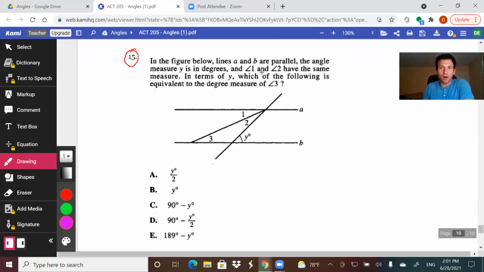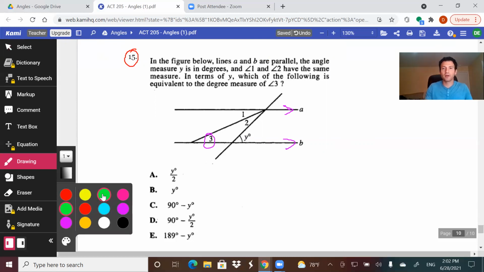So in the figure below, lines A and B are parallel. The angle measure of y in degrees and angles 1 and 2 are the same measure. Okay, and then it says in terms of y, which of the following is equivalent to angle 3 in degrees? So we want to know how to represent this angle in terms of y. There's a lot going on here. You can pause the video and reread the problem again, but I'm just going to keep on moving.